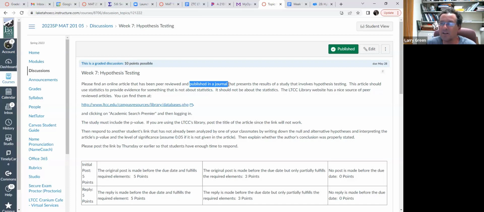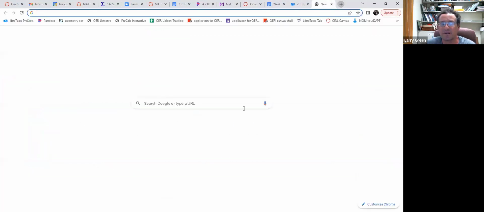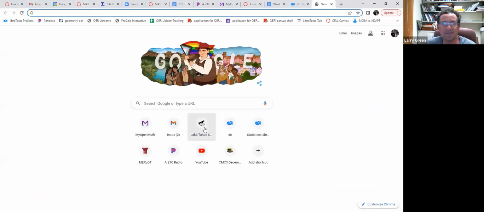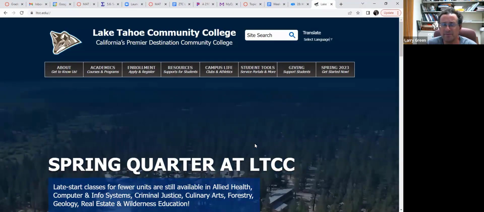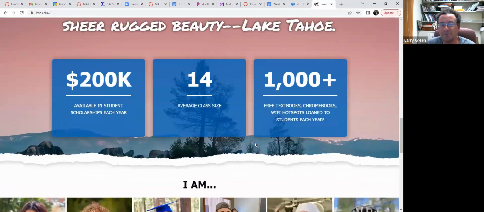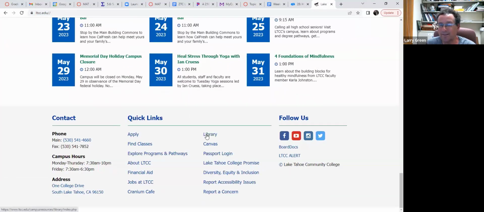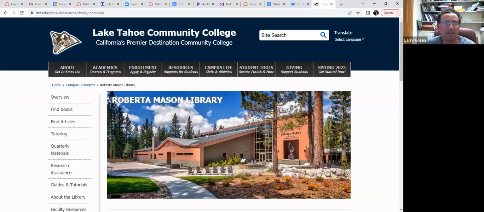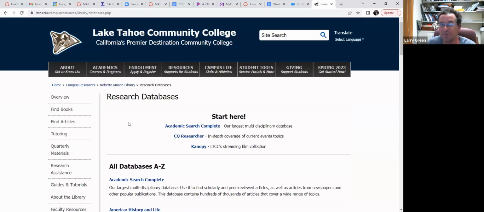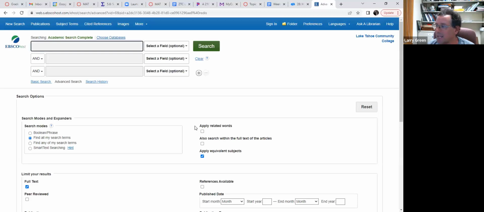Okay, so don't go use CNN, for example. That is not a peer-reviewed journal. So let me show you how you find peer-reviewed journals. You go to the internet, and you go to Lake Tahoe Community College, and you scroll down, and you go to our library. So it's the library link. Then you click on Find Articles. Then you click Academic Search Complete. And then you can find an article of what you might be interested in.